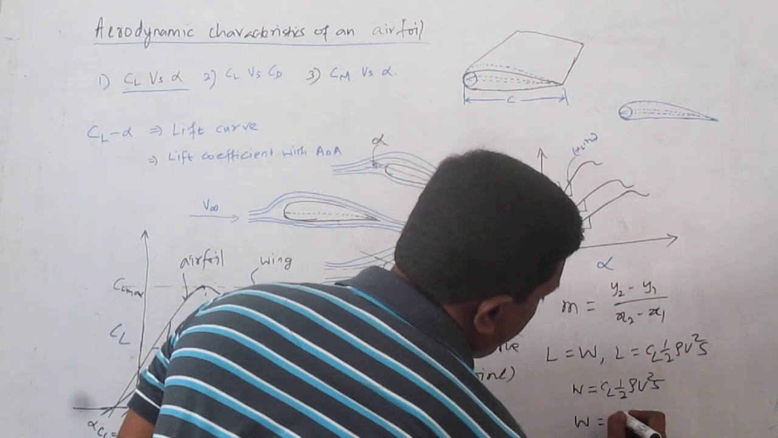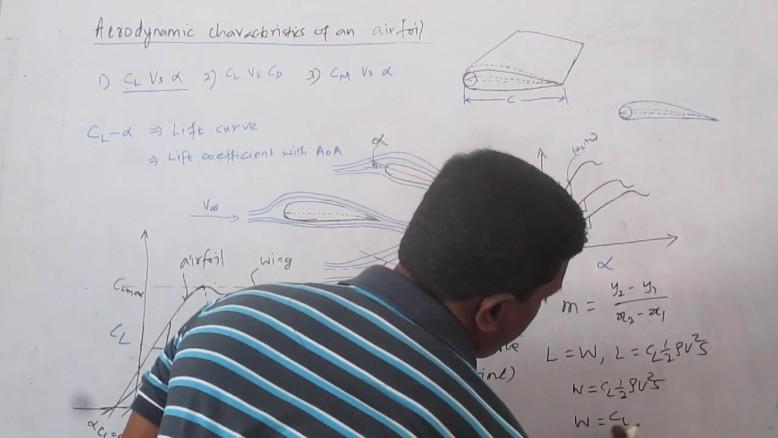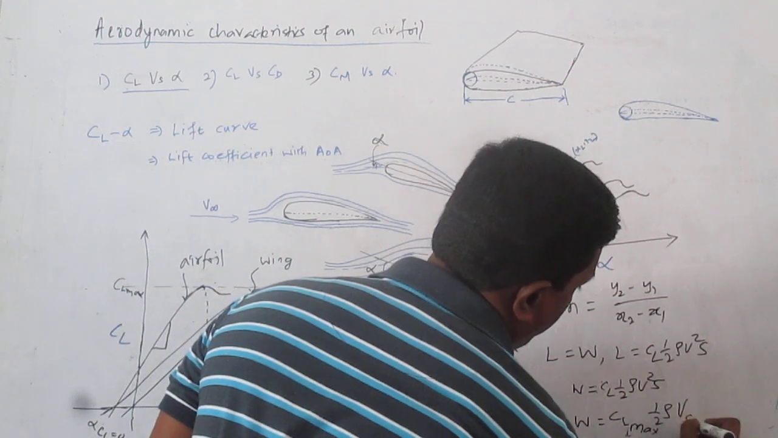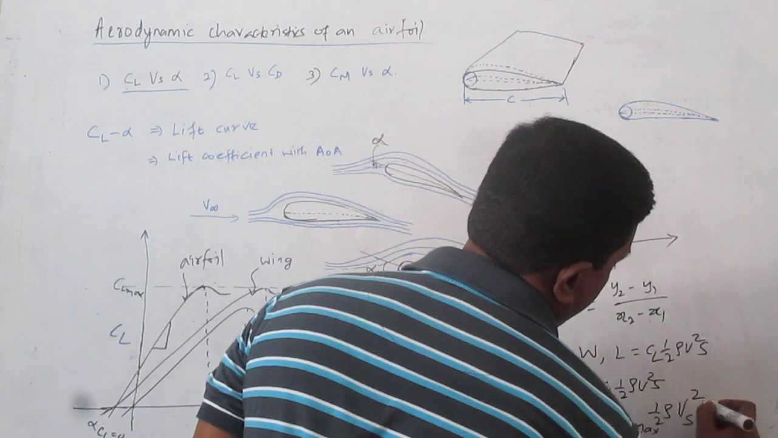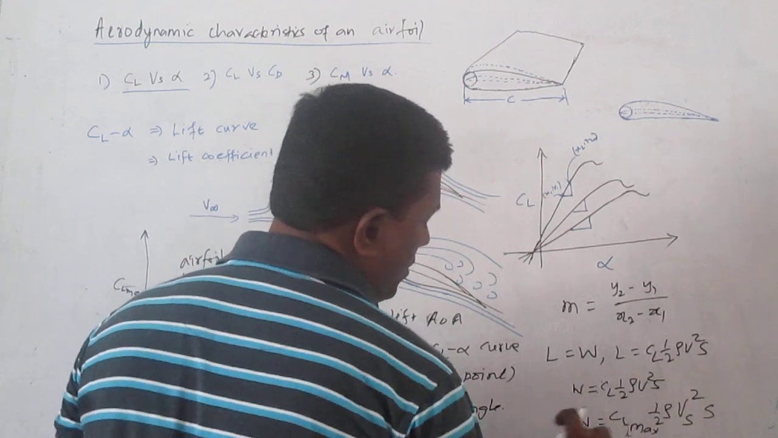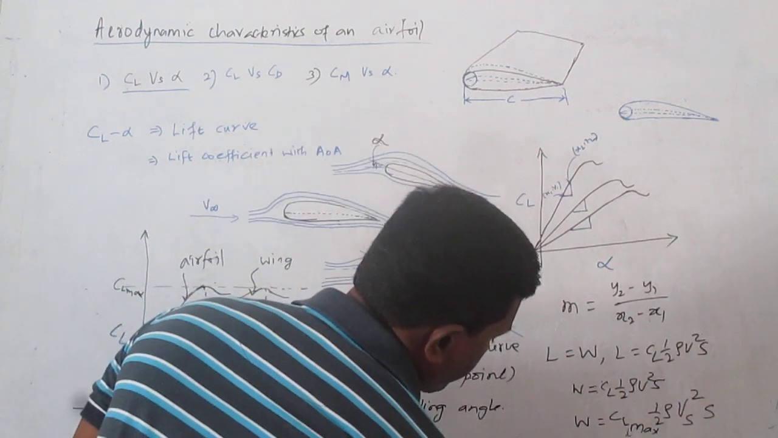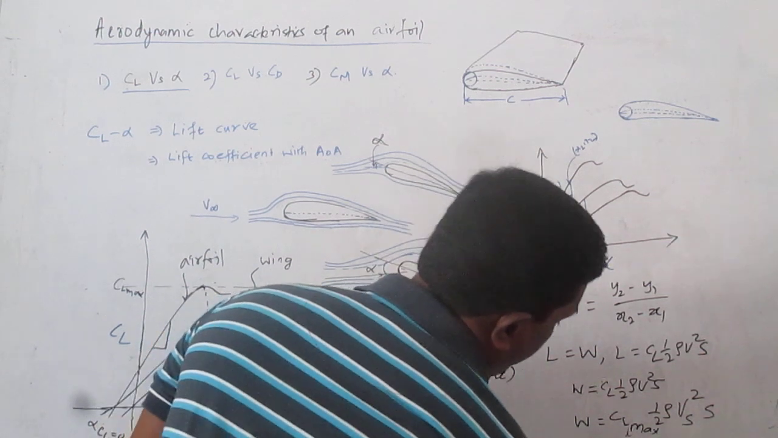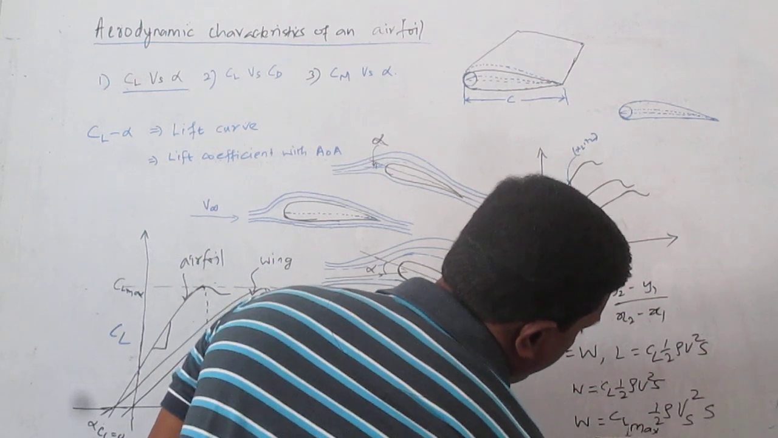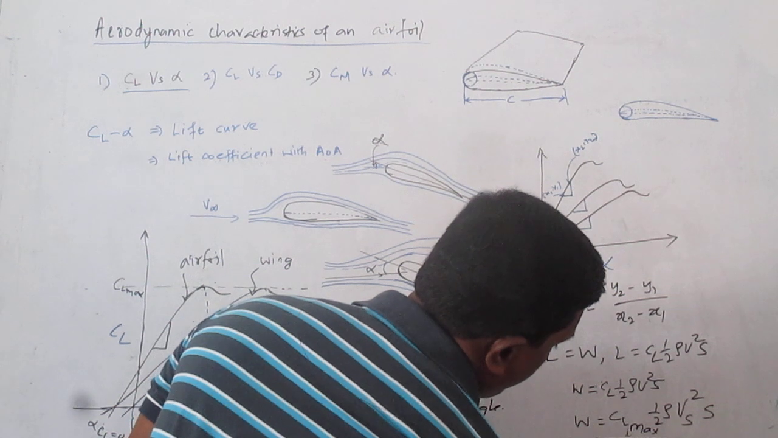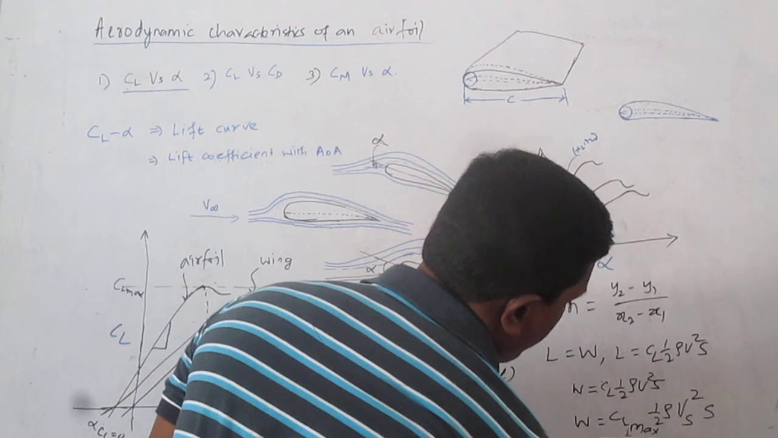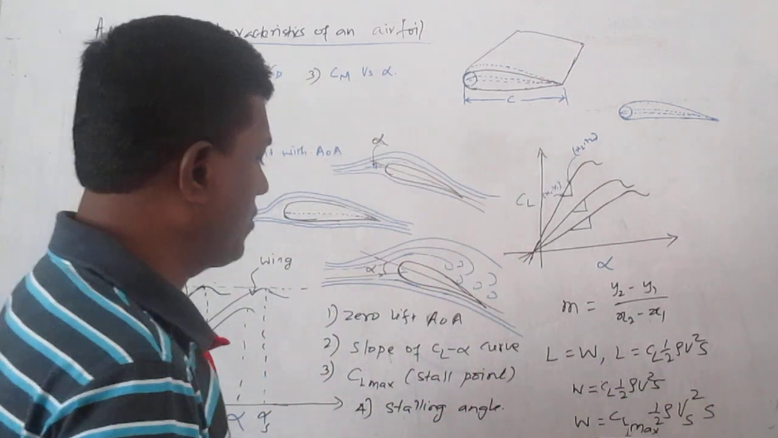Here CL becomes maximum, and the velocity becomes the stalling velocity. So when CL becomes maximum, the velocity becomes minimum. Vs equals the square root of 2W divided by rho CL max into S. This is the condition for the stalling velocity.